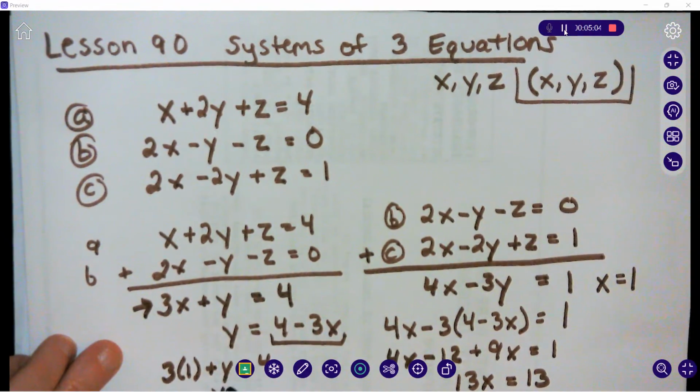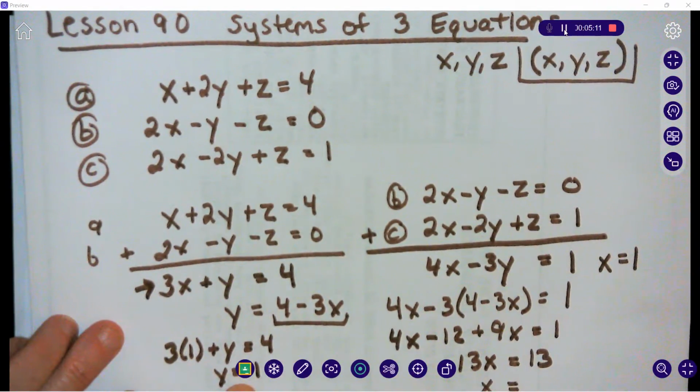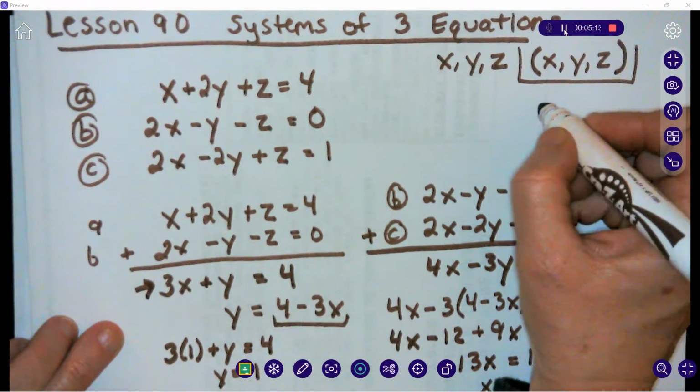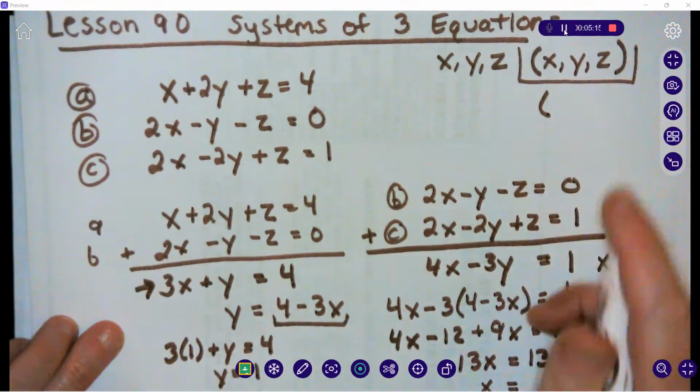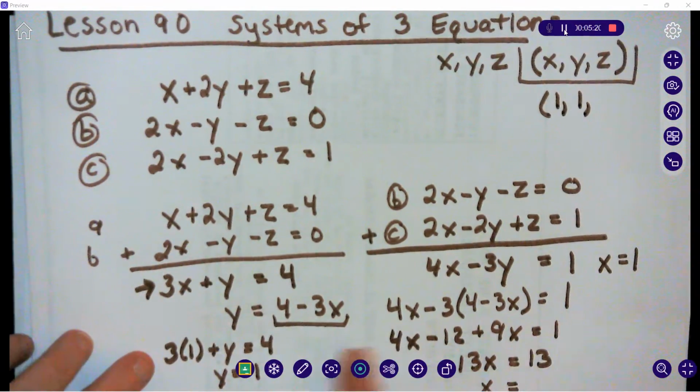So y equals 4 minus 3, so y also equals 1. So now we have that x equals 1 and y equals 1. Remember I said we were going to write this in the form of a triple. So far we have a 1 for x and a 1 for y. Now we need to solve for z.